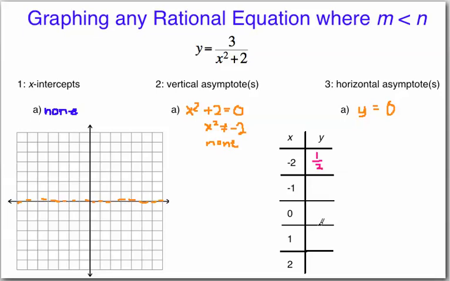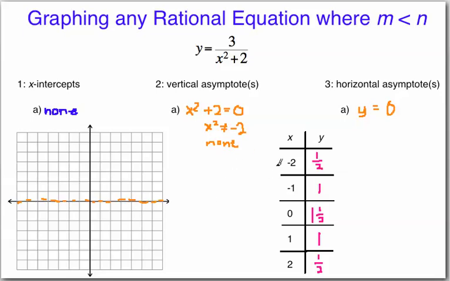Okay, and same thing, you're going to plug the rest of these in. When you plug negative 1 in, you end up getting 3 over 3, which would give you positive 1. When you plug 0 in, you end up getting 3 over 2, which is 1 and 1/2. And then it's going to be symmetric here. So when you plug in positive 1, you're going to get 1 again. And when you plug in positive 2, you're going to get 1/2 again. Okay, so here are your values.